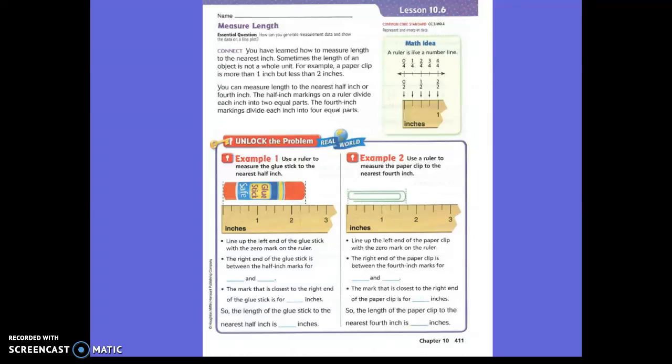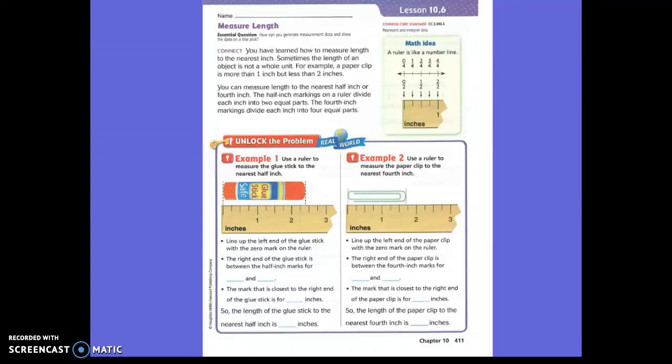I know we read this yesterday, so I'll just read it to you today. You have learned how to measure length to the nearest inch when you were in 2nd grade. Sometimes the length of an object is not a whole unit. It's not a whole inch. It might be in the middle. For example, a paper clip is more than 1 inch, but less than 2 inches. You can measure length to the nearest half inch or 1/4 inch.